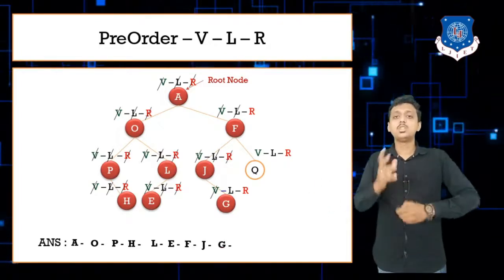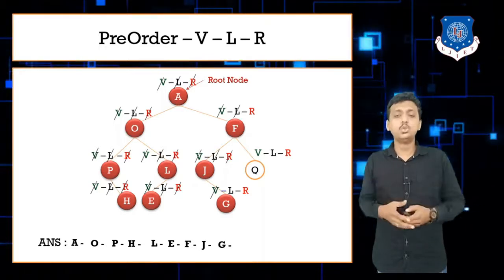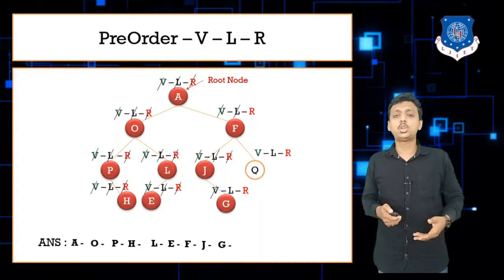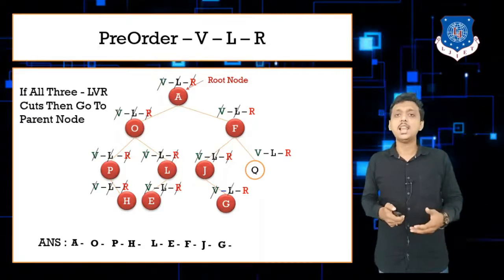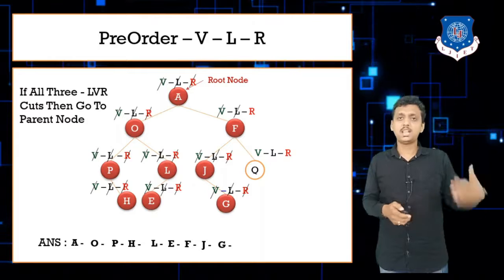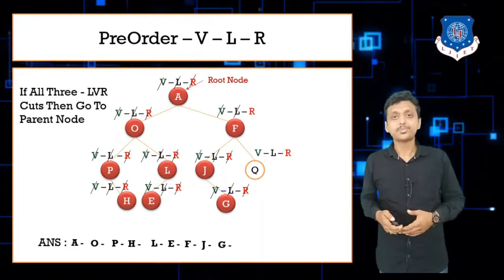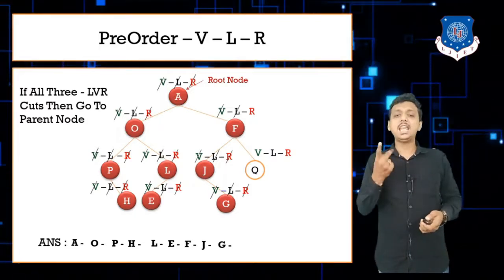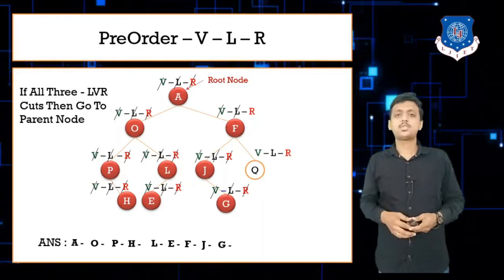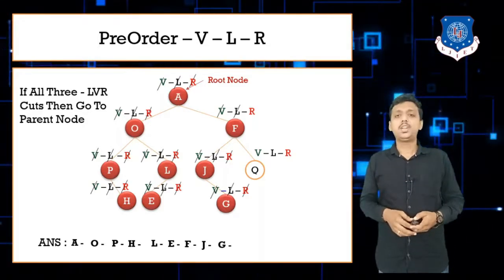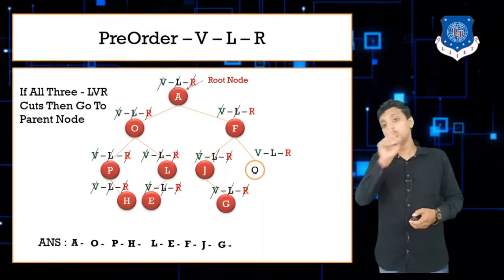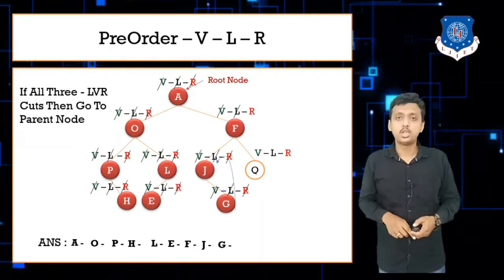Okay, and now what we need to do? What we need to do for the rest of the operations L and R? So I am going to cut both of them, cut L, cut R, because there are no elements at L and R position of G. Now see, here V, L and R, all three operations are successfully done on node G. So we can directly move towards J, from G to J.